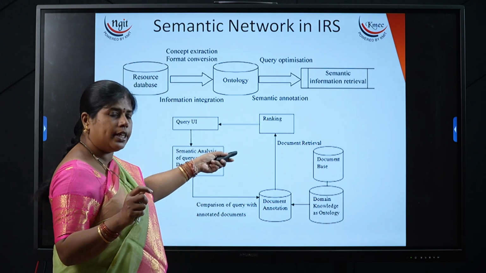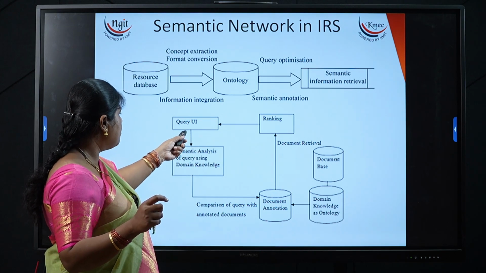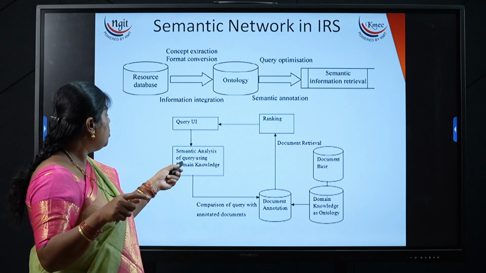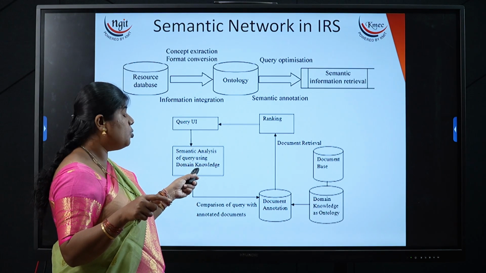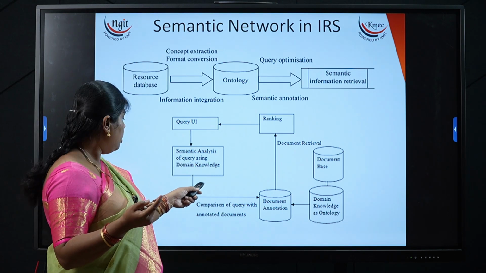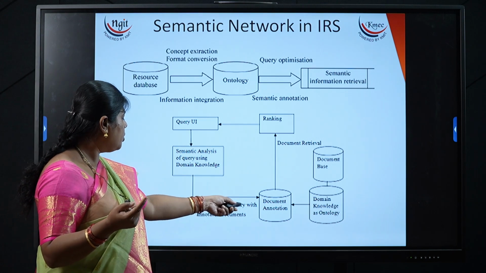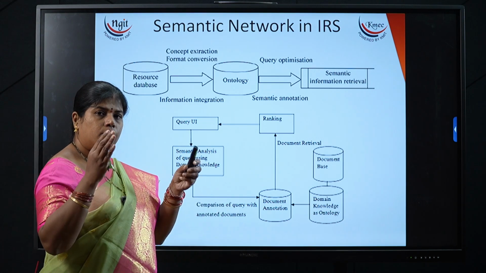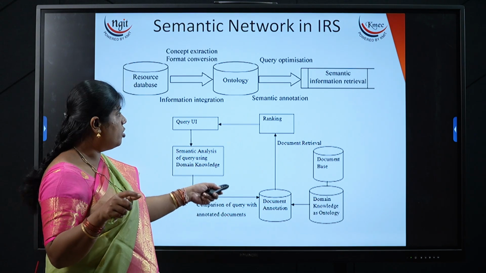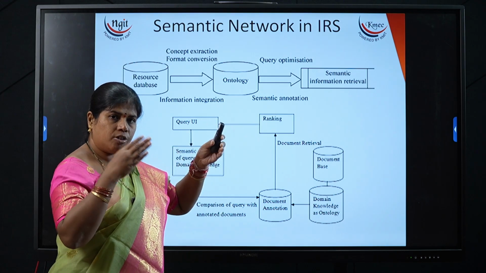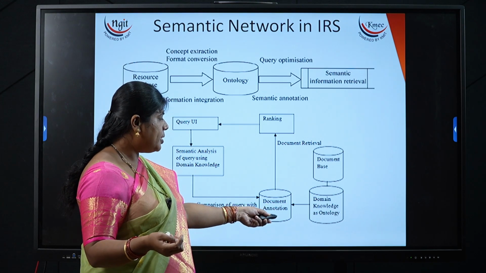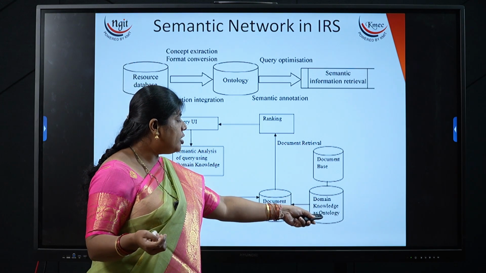So the more detailed diagram is given here. In the query UI, the user will pose his query. Now you will perform the semantic analysis of the query using domain knowledge. In this process only you are using the ontology. Then you will compare your query with the annotated documents. On your documents you have applied the ontology, and on your query also you have applied the ontology. The semantic annotation is applied on your database as well as the user requirement. Now we will get the documents annotated.